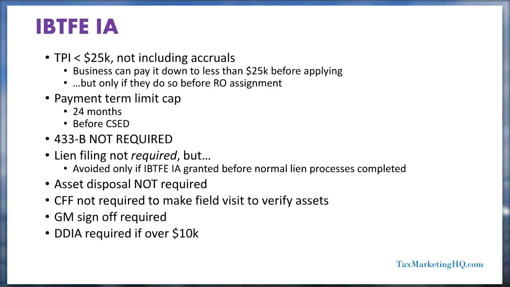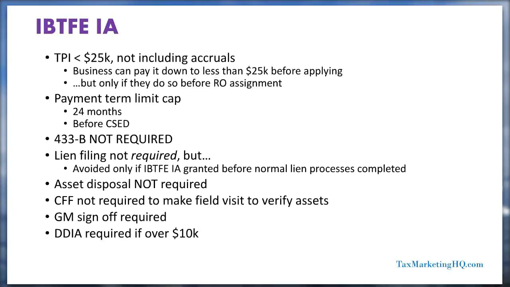Okay. So the in-business trust fund express installment agreement is, like I said, the streamlined IA for an operating business to pay their employment taxes. Just like for the streamline program criteria for income taxes, however, there are some qualification criteria. So the TPI, that's tax, penalties, and interest, has to be less than $25,000, not including unassessed accruals.